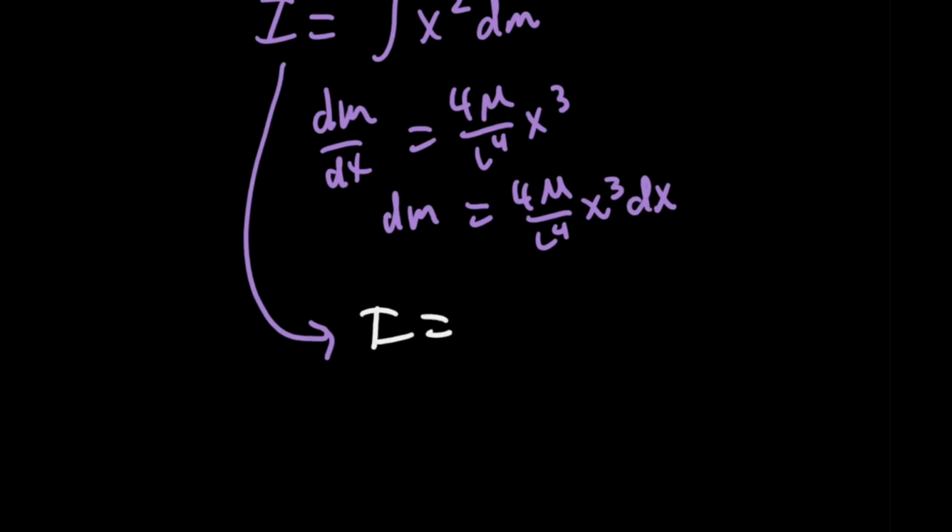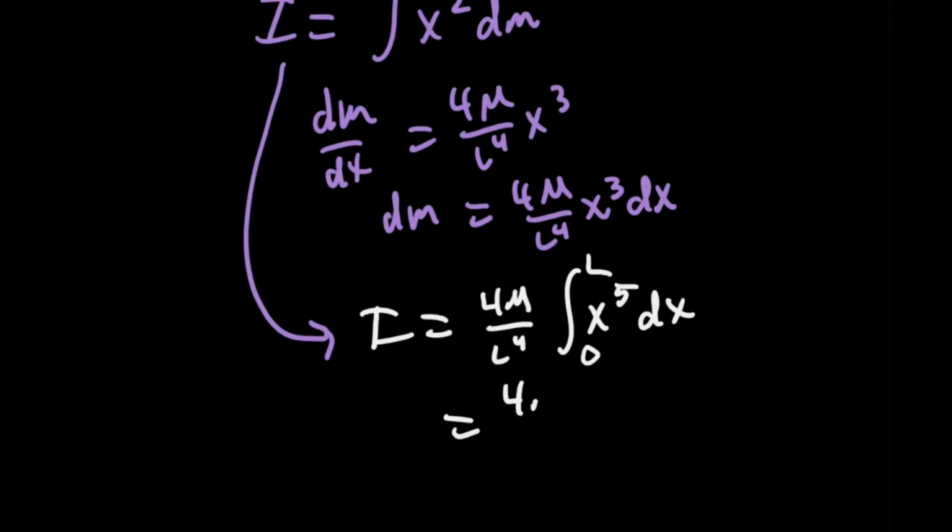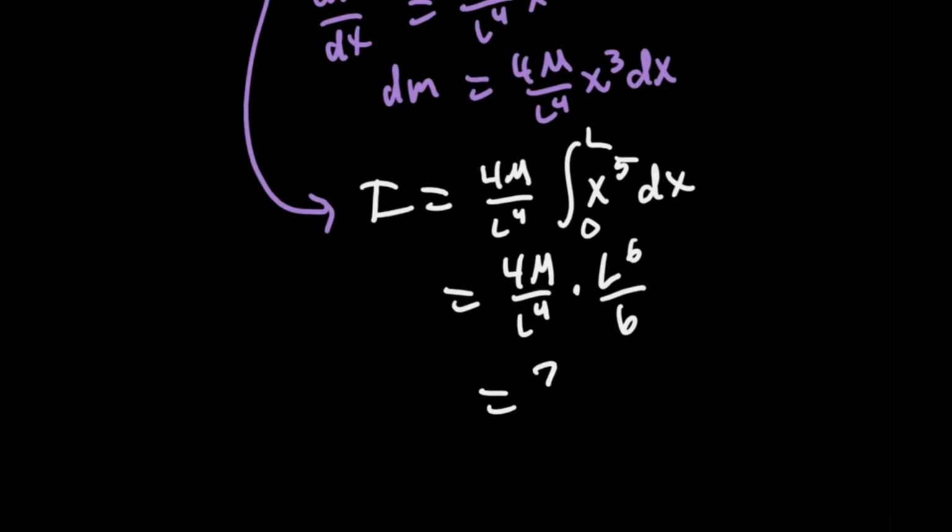So I is equal to 4m over L to the 4th, the integral of x to the 5th dx. Of course, once we integrate this, and obviously we're going to go from 0 to L here, we're going to get 4m over L to the 4th times L to the 6th over 6, which is essentially equal to 2/3 mL squared. And that is our answer.